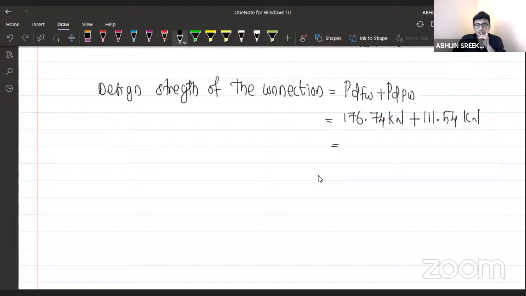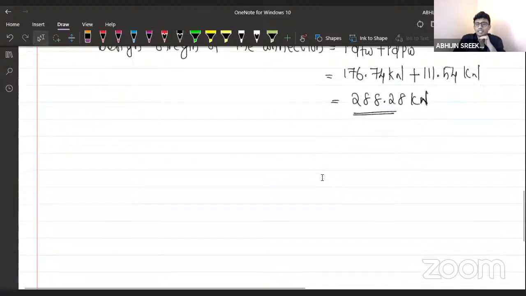I'm seeing the answers here. I want to see the answers here. 287, right? 88 point something will be the answer. You can confirm this answer. This will be the design strength of the connection. Almost 288.8 something like that, right?